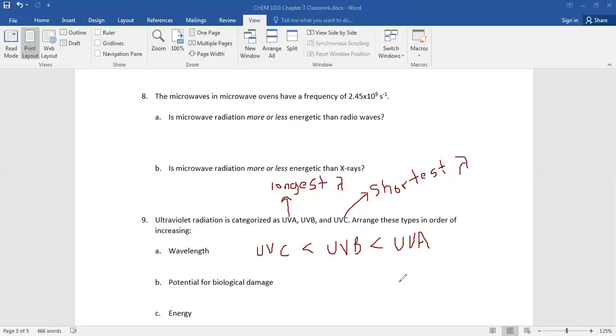And so therefore, by UVA having the longest wavelength, they have the smallest frequency and therefore the lowest energy. Whereas UVC having the shortest wavelength has the higher frequency and therefore the higher energy. And so therefore, in order of increasing energy, is the opposite. UVA has smaller energy than UVB, which has smaller energy than UVC.